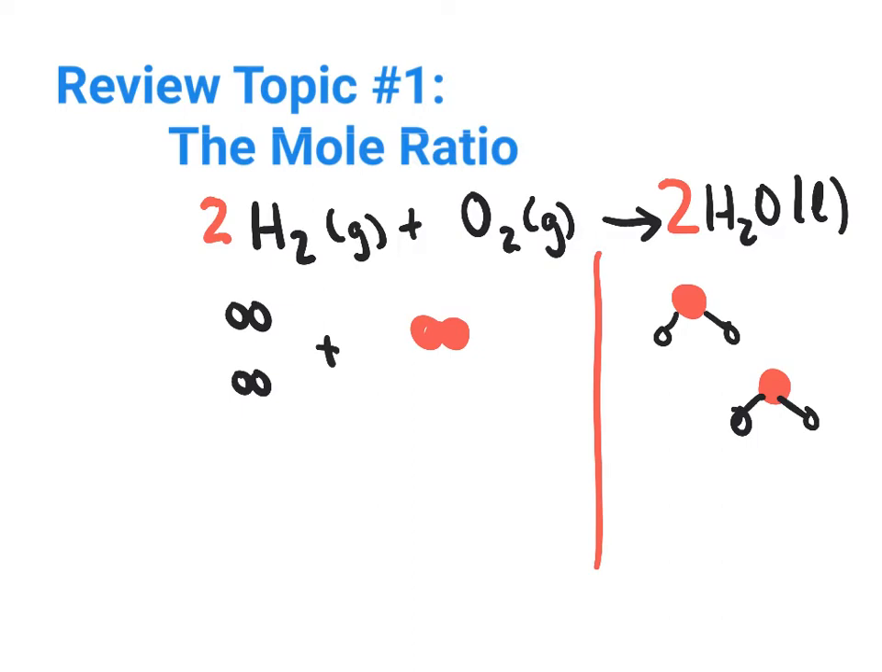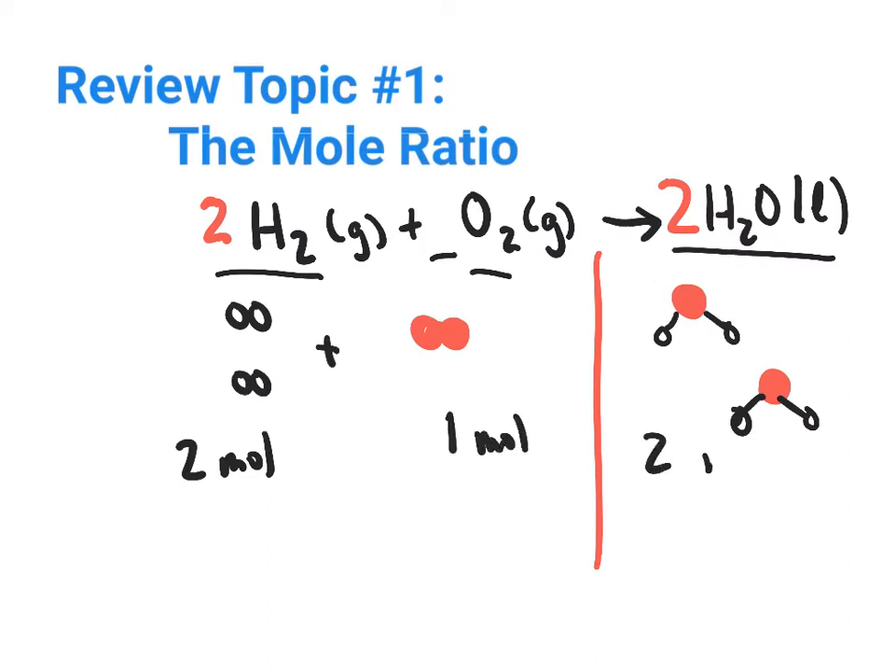Remember that if I have 2 molecules of hydrogen gas, I need 1 molecule of oxygen gas, and I'll get 2 molecules of water. Same thing as if I have 2 moles of hydrogen gas, that means I'll need 1 mole of oxygen gas to make 2 moles of water. And if I have 4 moles of hydrogen gas, I'll need 2 moles of oxygen gas to get 4 moles of water. And we talked about doing problems like this, so let's look at this problem on the next page.